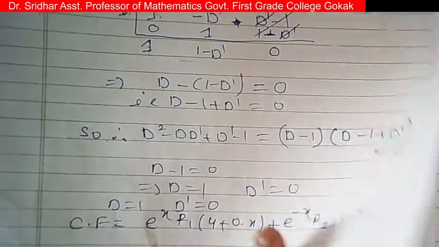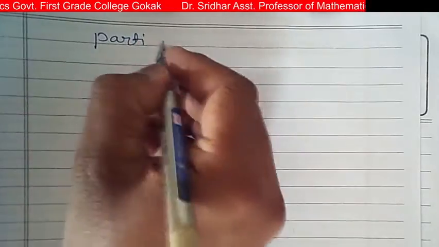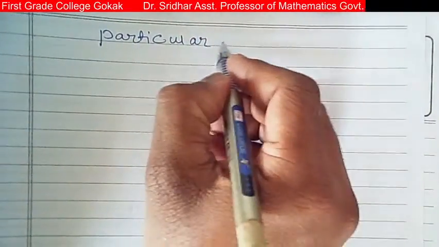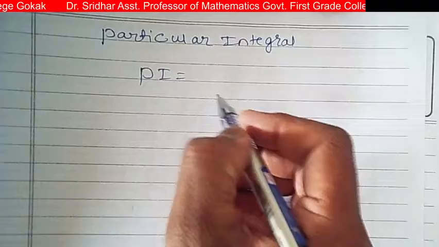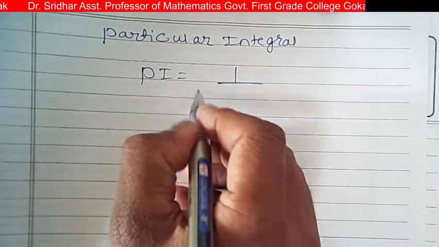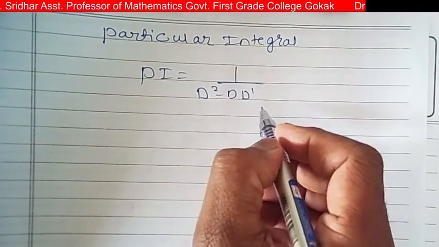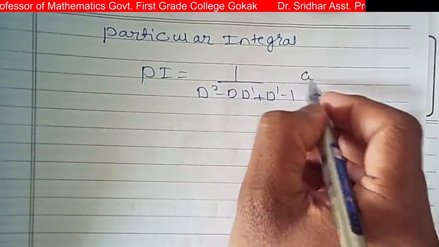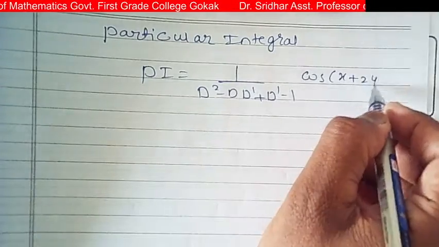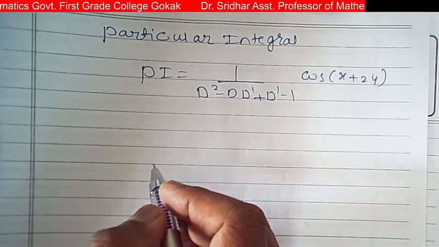Next we find a particular integral. So particular integral is given by PI is equal to 1 divided by d square minus d dash plus d dash minus 1, then the RHS is cos of x plus 2y.